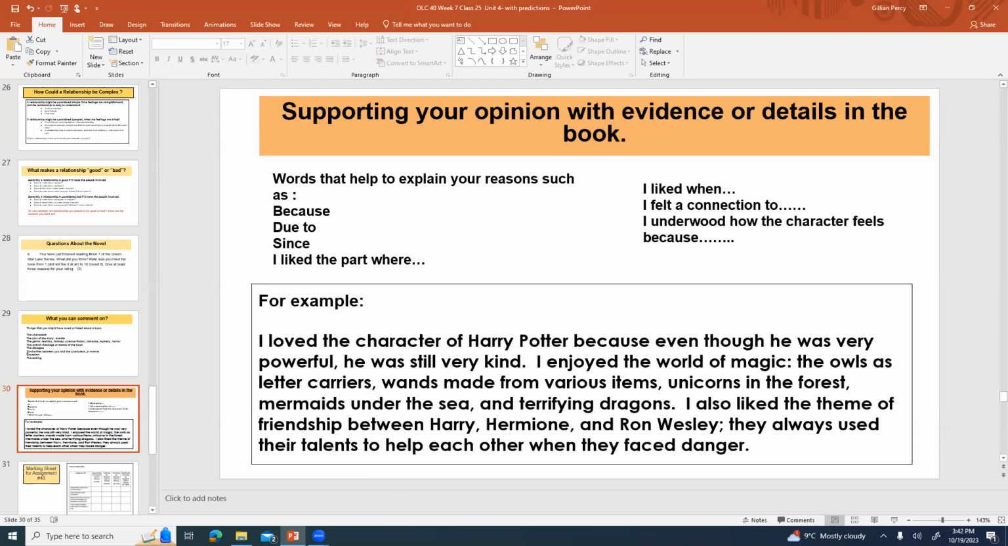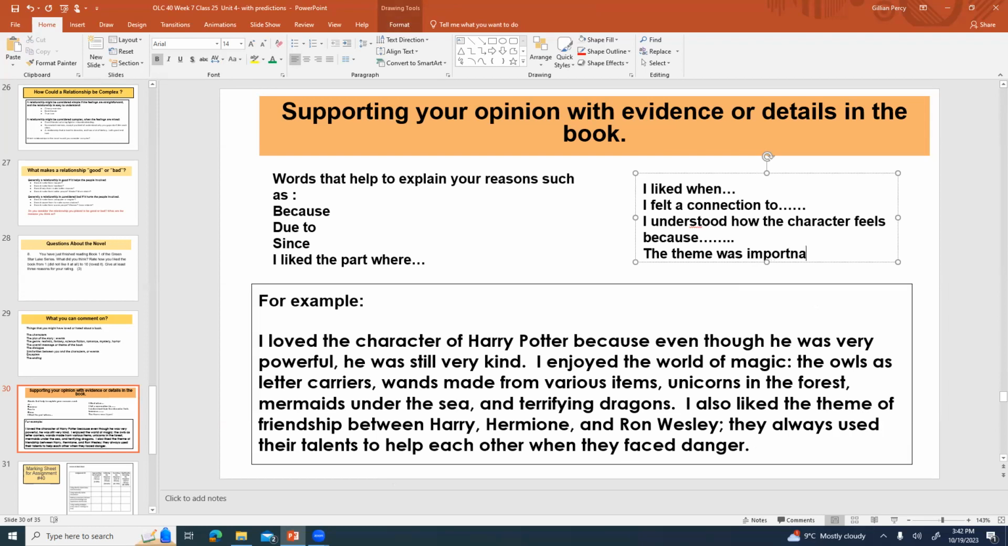Oh, I understood. I don't know what happened there. I understood how the character feels because, right? The theme was important to me because, right? So explaining your thoughts.